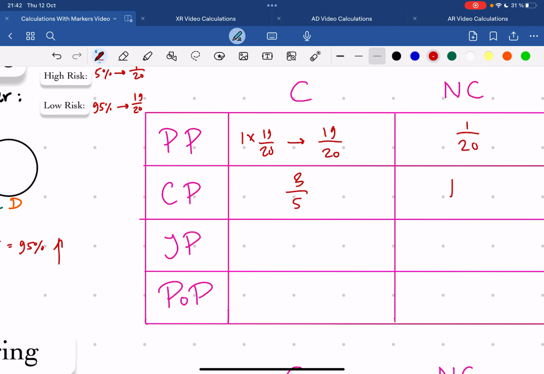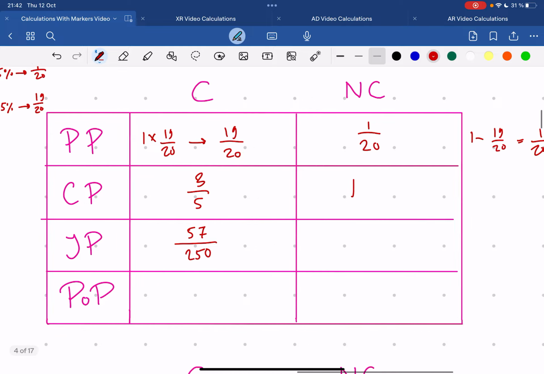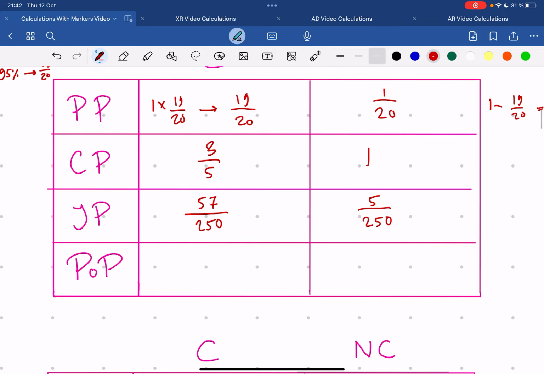19 times 3 would be 57, divided by 250 right here. Then here we would have 5 by 250. And then for posterior probability, we'll just take the numerator here. I hope I did that correctly. 57 divided by the numerator here plus the denominator, which is 62.